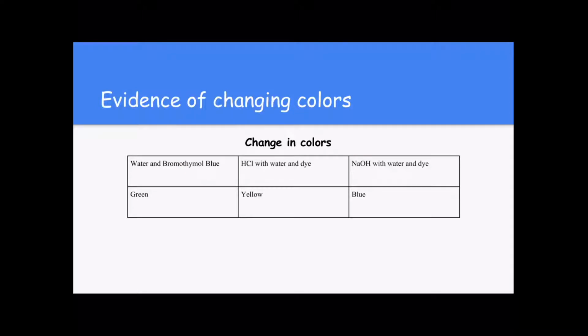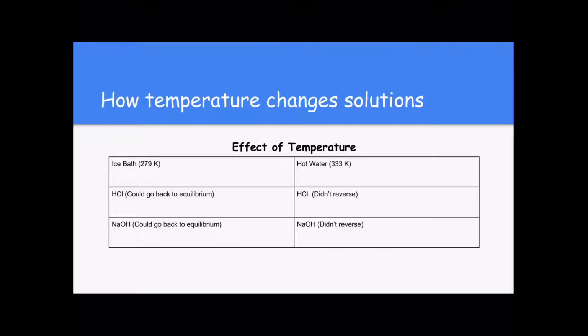Evidence of changing colors. Water and bromothymol blue created green. HCl with water and dye created yellow, and NaOH with water and dye created blue. How temperature changes solution. In an ice bath at 279 Kelvin, HCl and NaOH were both able to go back to equilibrium. But with hot water at 333 Kelvin, neither HCl nor NaOH reversed back to equilibrium.